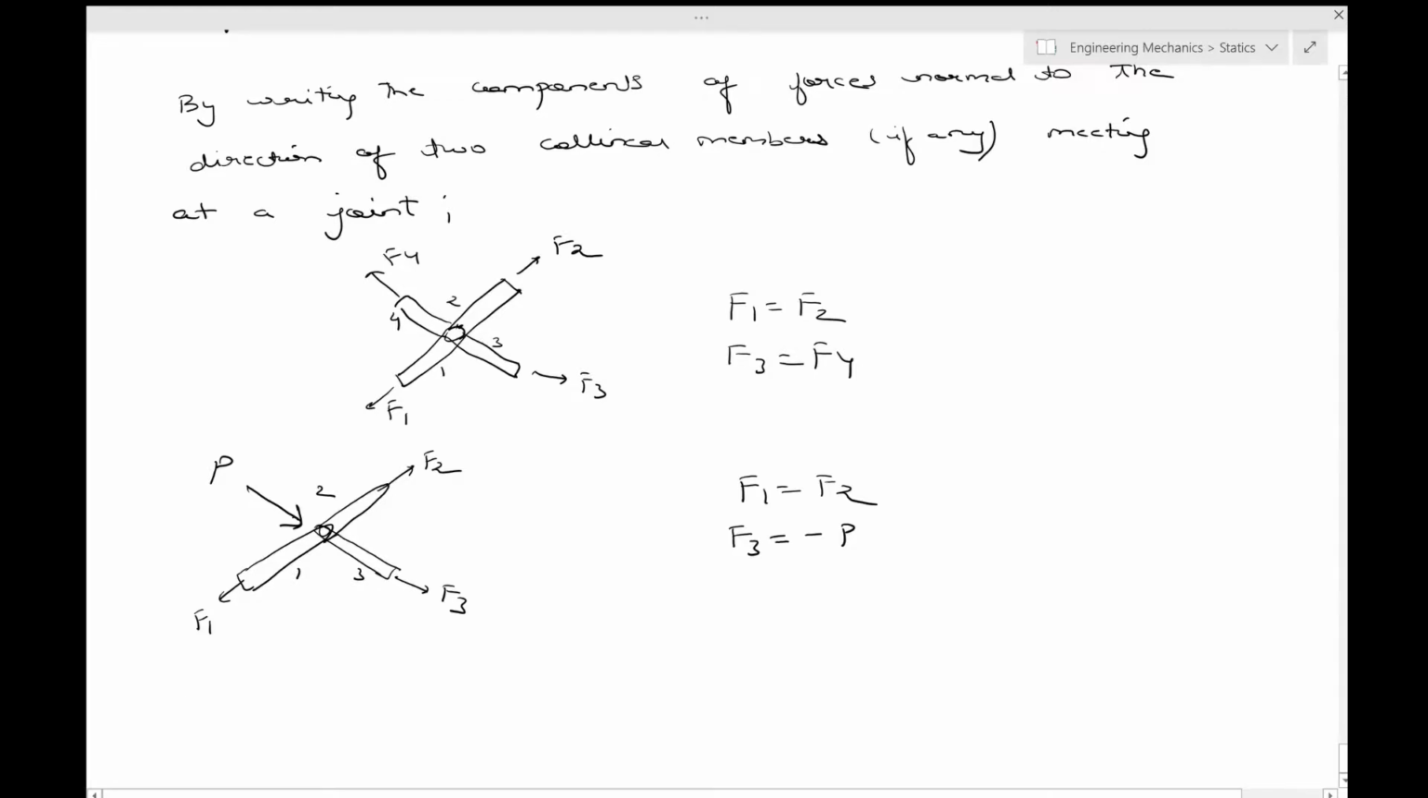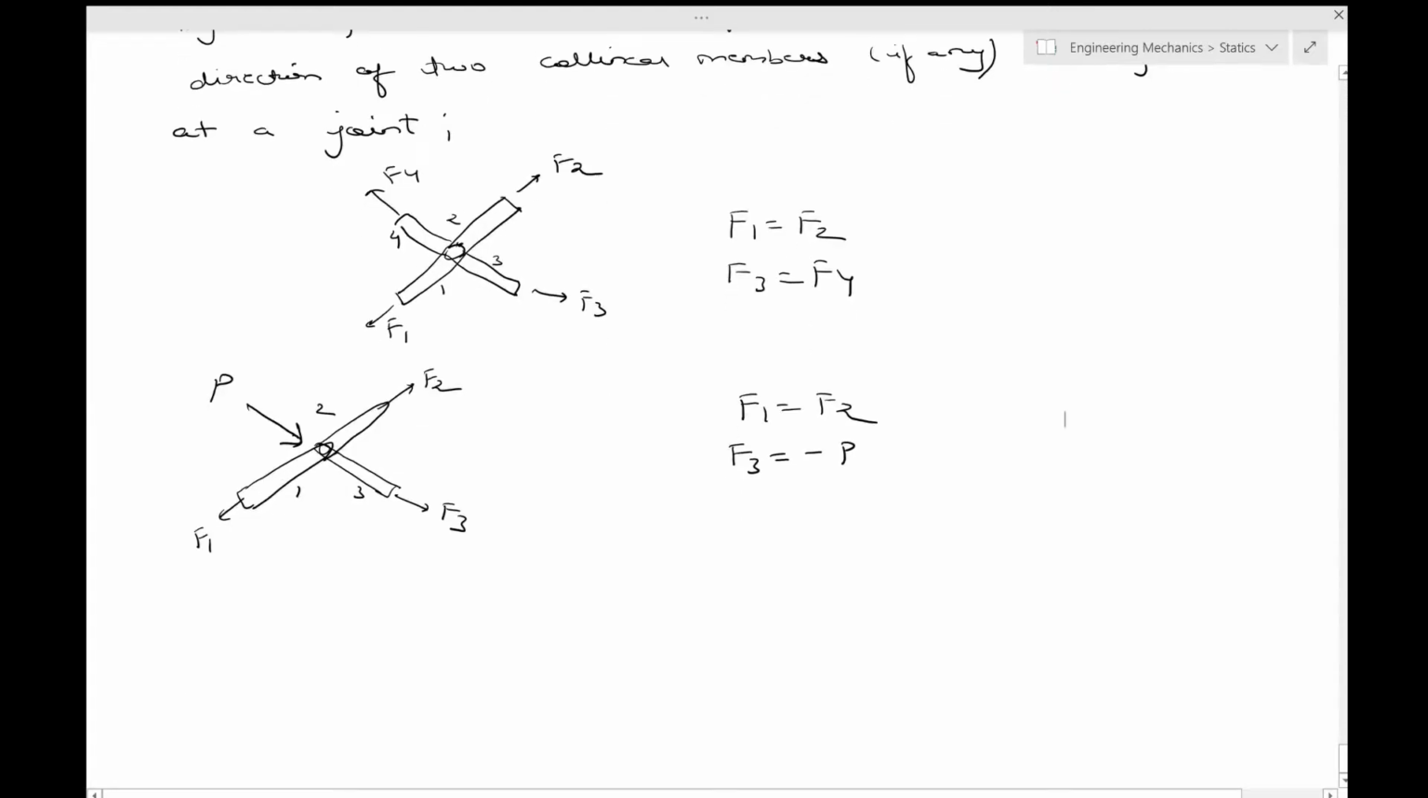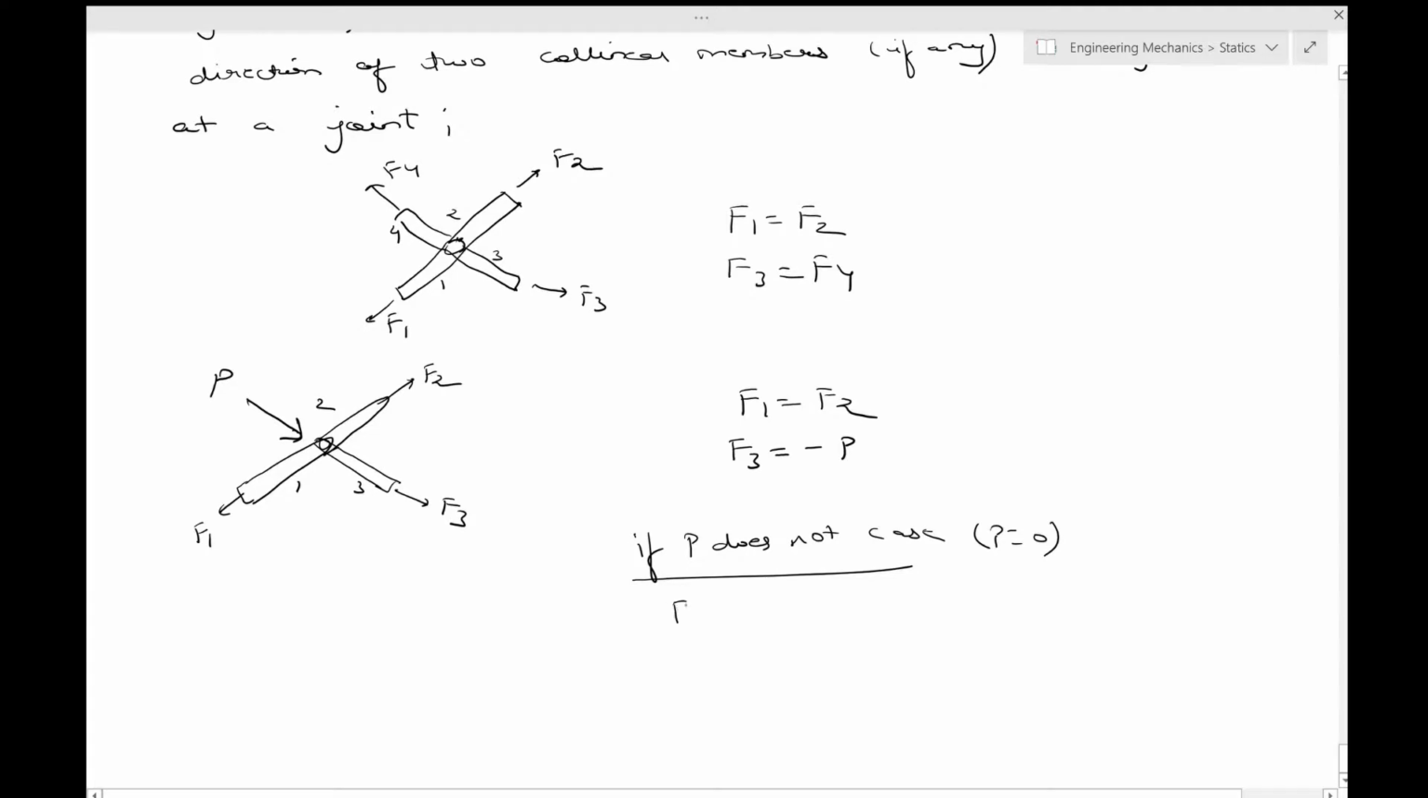Now in the other case, if P does not act, same case, in that case it remains the same. That means P is equal to 0. So you will have F1 is equal to F2 and F3 will be equal to 0. Okay, so this will then be a so-called zero force member.